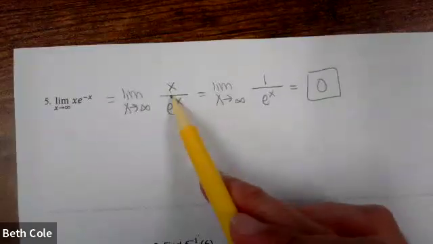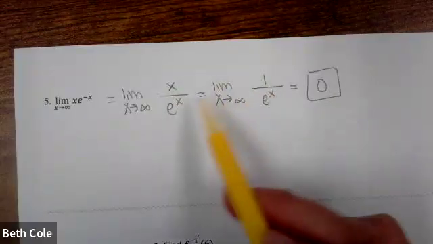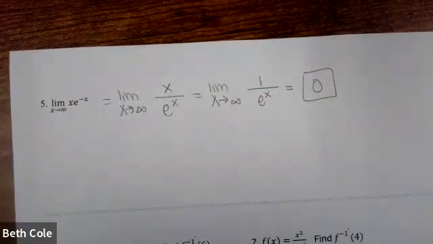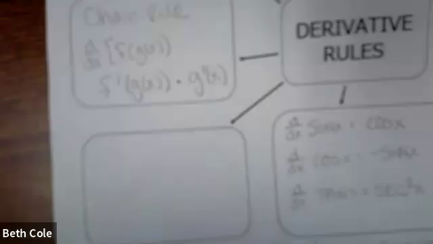We did L'Hopital's rule, so we did the derivative. The derivative of x is 1. With e to the x, it looks like nothing happened because it's itself. So yeah, it looks like nothing happened, but we took a derivative. Right? Last little bubble. This is your inverse derivatives.